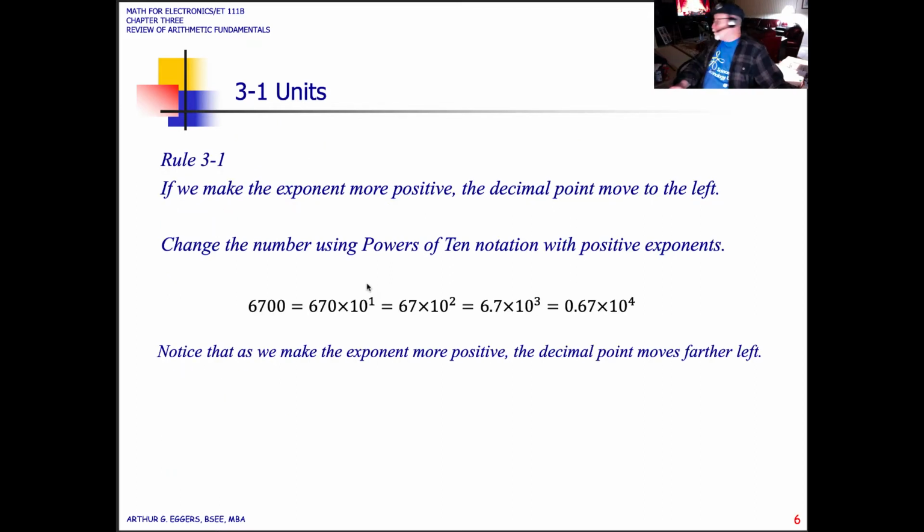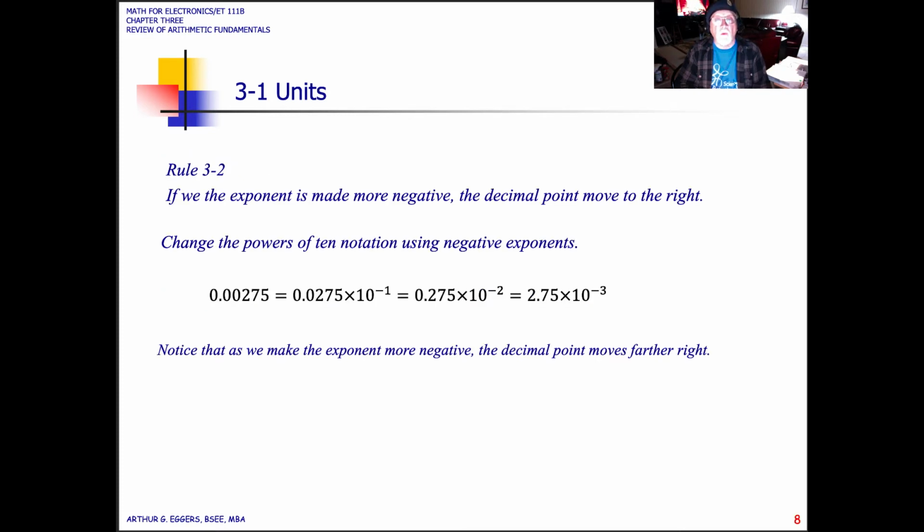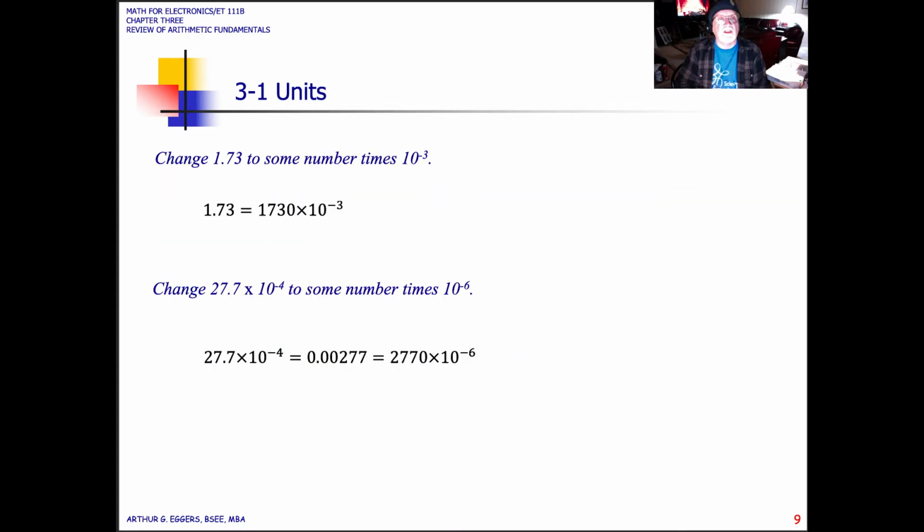So, Rule 3.1, if we make exponents more positive, the decimal point moves to the left. We can change the number using powers of 10. So we've seen this before. You should have this down by now. A lot of these examples are values and conversions that we've already looked at. It's just a rehash here. What we're trying to get to is the use of those exponents in the metric prefix applications. So let's take a look here.